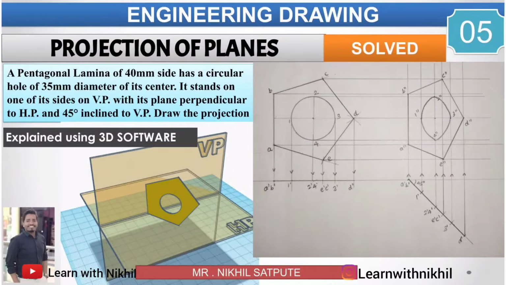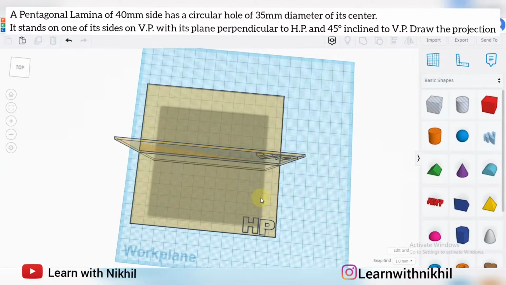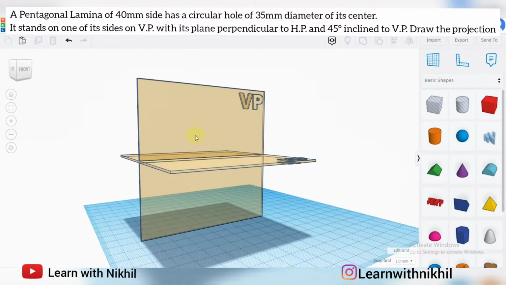So in this video we have taken another sum on projection of planes where we have considered a pentagonal lamina. So let's begin. Firstly we have considered two planes, that is the horizontal plane. So this is the horizontal plane and this is the vertical plane.